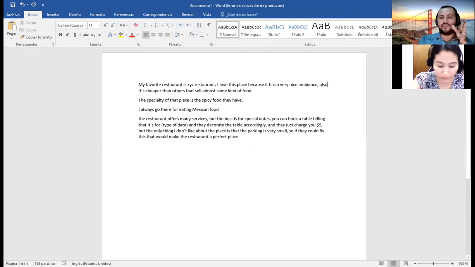If you want to use it like that with commas, but if you prefer a different way, you can say, I love this place because it has a very nice ambience, period, and then Also, comma. You have the two options. You can finish with the period and start with the linking word and comma, or you can put the two commas and the linking word in the middle. That's okay. It's cheaper than others that sell almost the same. It's missing the article: the same kind of food. Right there.